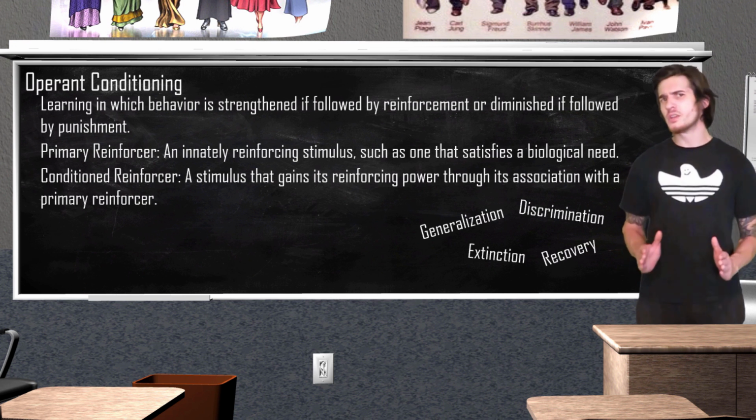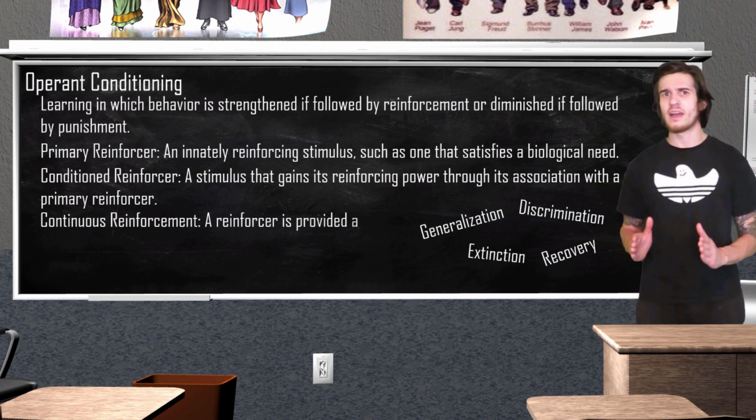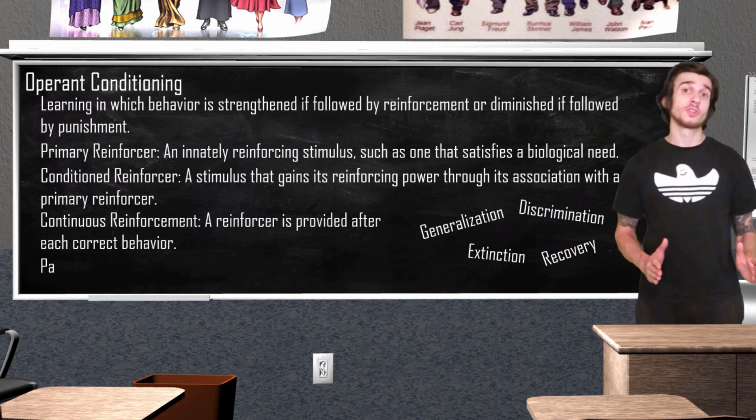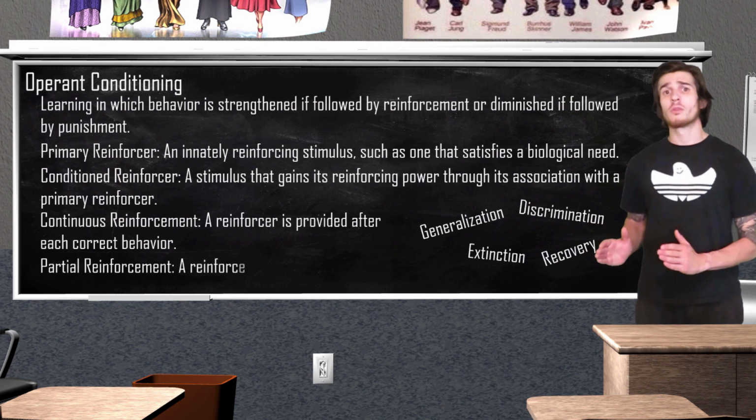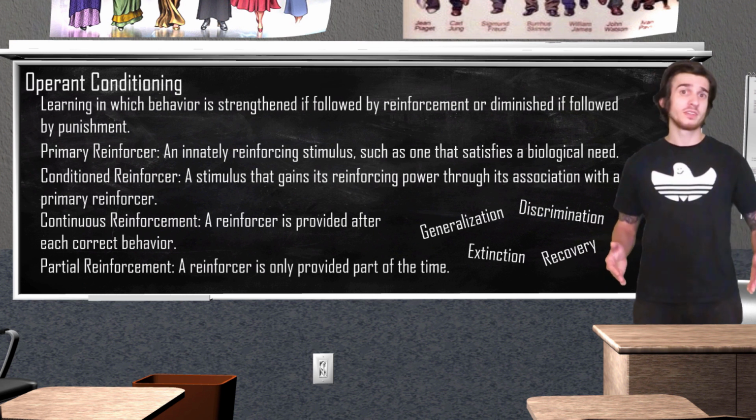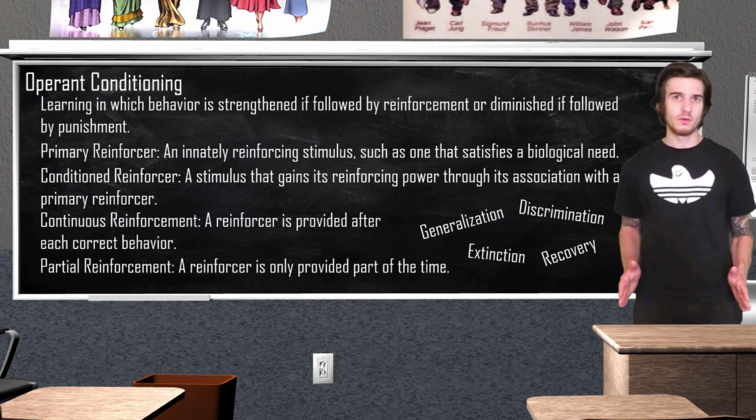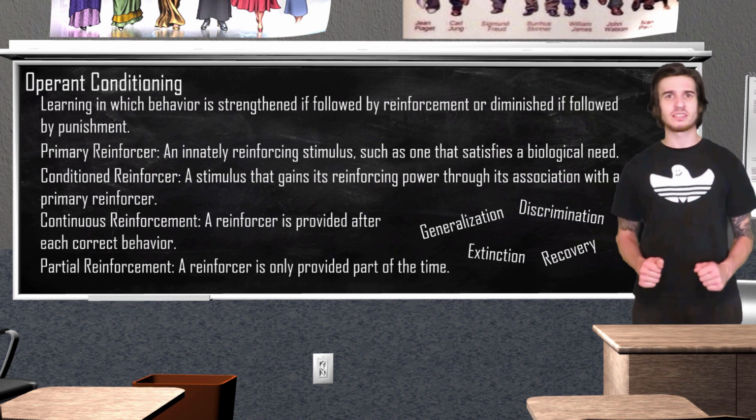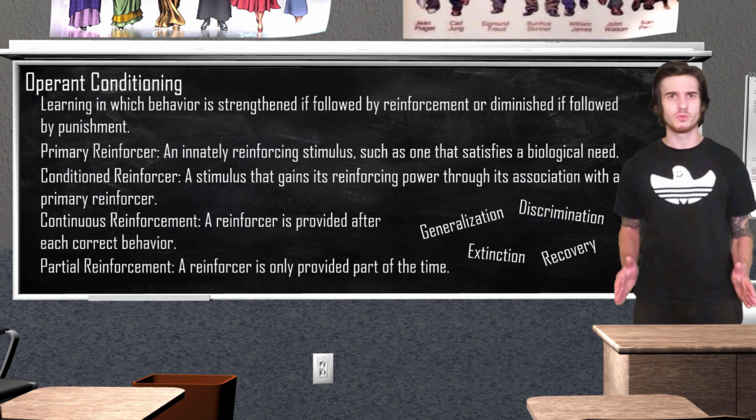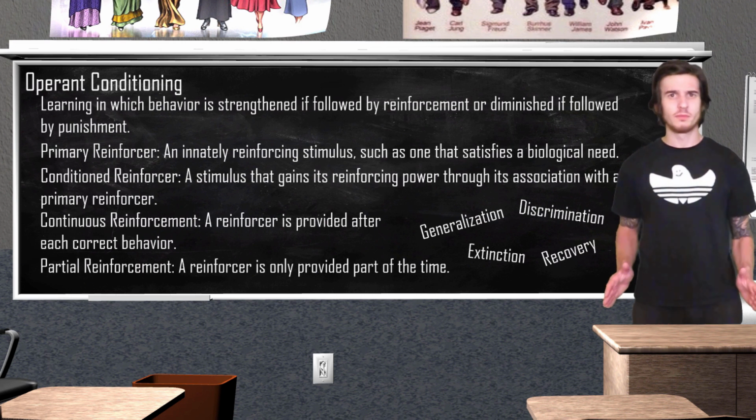Reinforcement can also be continuous or partial. Continuous reinforcement is where a reinforcer is provided after each correct behavior. Partial or intermittent reinforcement is where a reinforcer is only given part of the time, which is used to cut back on extinction. Again, I go into more detail about reinforcement schedules in the Unit 4 review video. And who knows, maybe one day we'll have a flex time video dedicated all to reinforcement schedules. So there are the basics of operant conditioning. I think we're ready for some practice problems now.